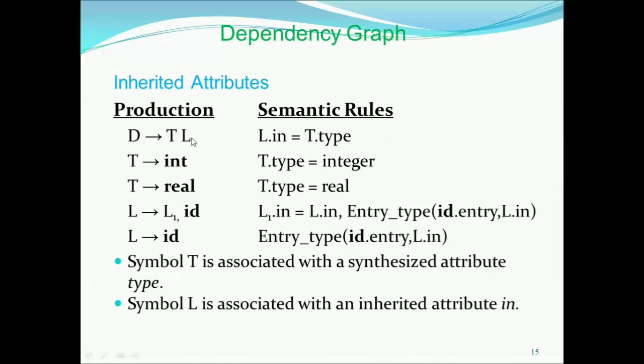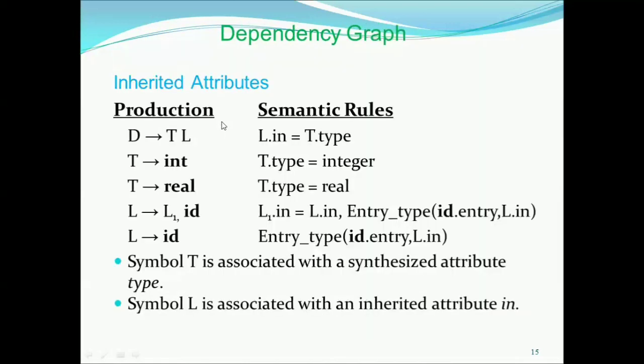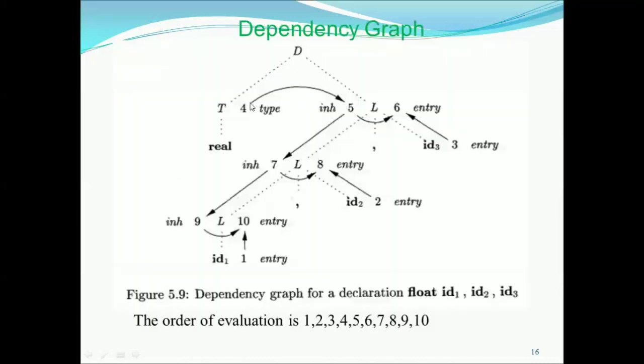So when you want to write the semantic rule for this parse tree, it says that T tends to TL. You can just observe that T tends to TL. So when I say T tends to TL, I can replace this T by int. When I replace this T by int or real, I get the value of this real.